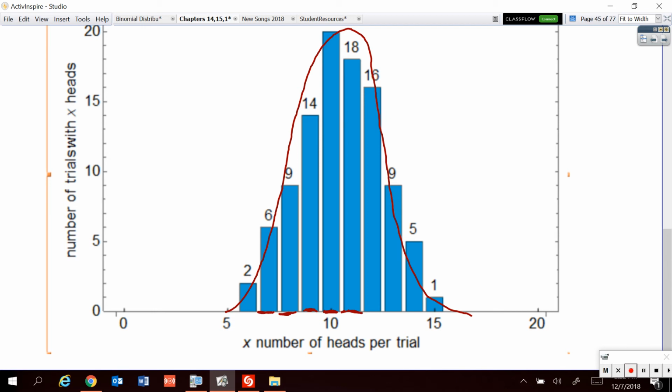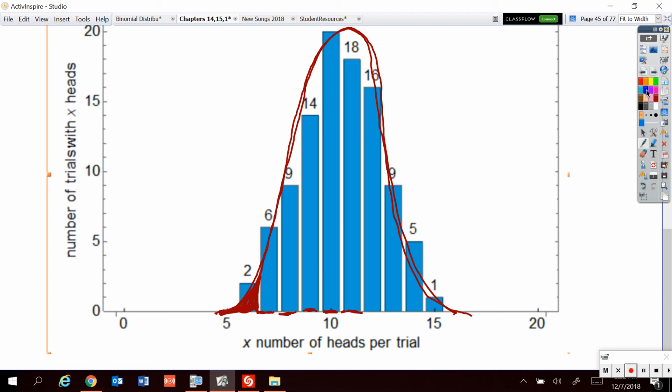Now, let's look at these blue lines versus this red normal curve that I drew. With the normal model, if I was going to say the probability that I get something less than 6 tosses, then it would be this shaded area. But look at the blue area. That is less than 6 tosses, and it ended up being just those 2 out of the total. So it might be a little bit different probability.